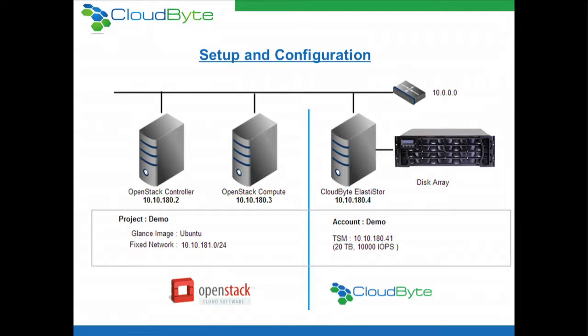OpenStack has a concept called a project, here called demo. We have a similar concept in our CloudByte Elasticstore called an account. So we can map the OpenStack project with a CloudByte account. Whenever a project is created in OpenStack, an account is created in the CloudByte Elasticstore. With that, let me move on to the demo part and see how we can create and manage a volume from the OpenStack Horizon dashboard.